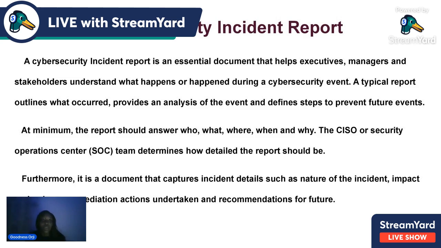Your report should be able to answer who did this, how did this person get in, what system was compromised, where, when, why. The 5W questions, right? And it has to be detailed enough to explain this information. It's a document that captures your incident details. What type of incident is this? What is the impact on the organization? What actions have been taken, and what are the recommendations to prevent future reoccurrence, right?